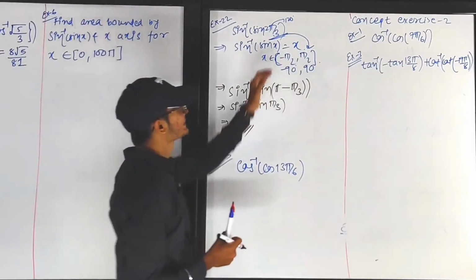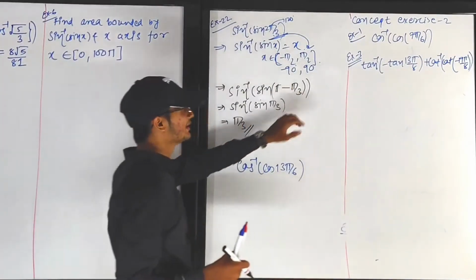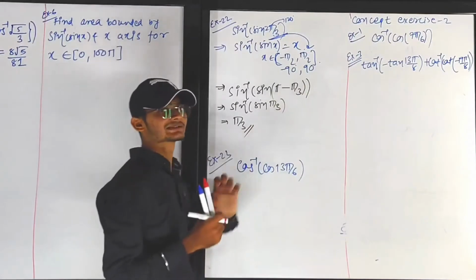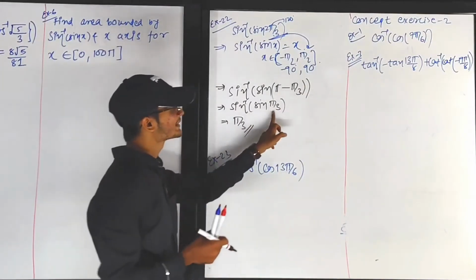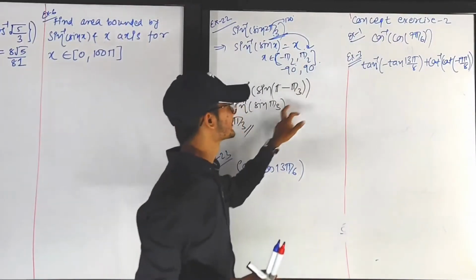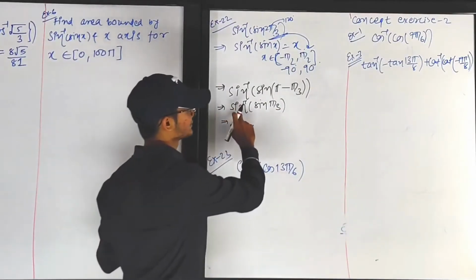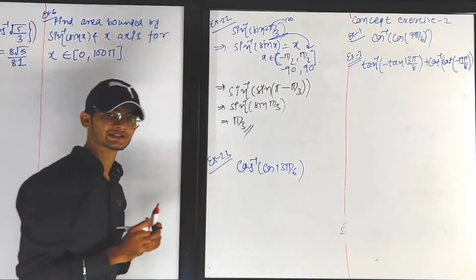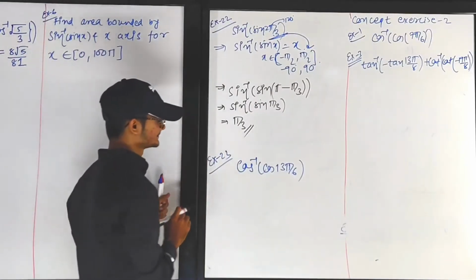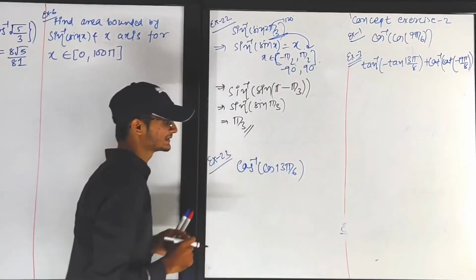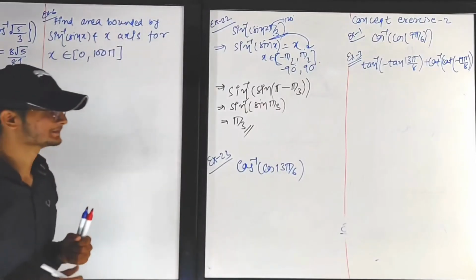Because 2 pi by 3, we first write as pi minus pi by 3, then it can be written as sine pi by 3. And pi by 3 lies between -90 and 90, because pi by 3 means 60 degrees. So we can directly cancel out sine inverse and sine. So pi by 3. Now next, example number 23: cos inverse of cos 13 pi by 6.